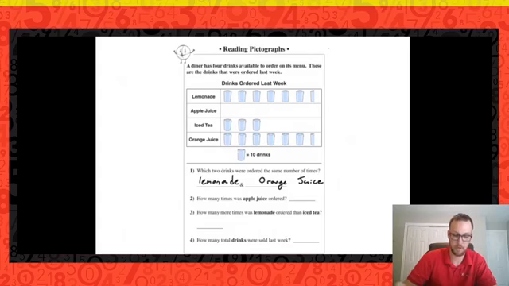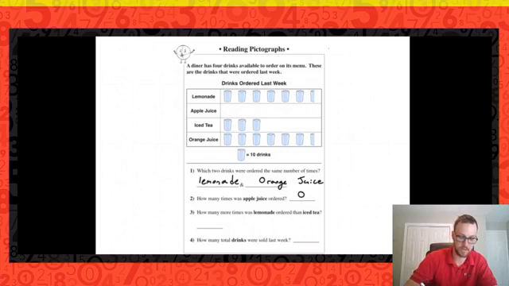When we were looking to figure out which 2 drinks were ordered the same number of times, we noticed that apple juice wasn't ordered at all. So for number 2, apple juice was ordered 0 times. How many more times was lemonade ordered than iced tea? So we need to figure out first how many times lemonade was ordered. So let's take a look.